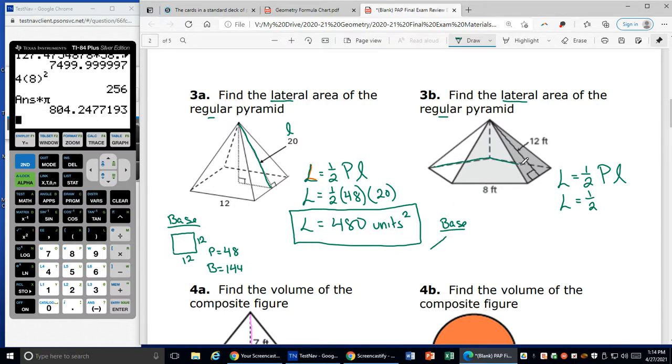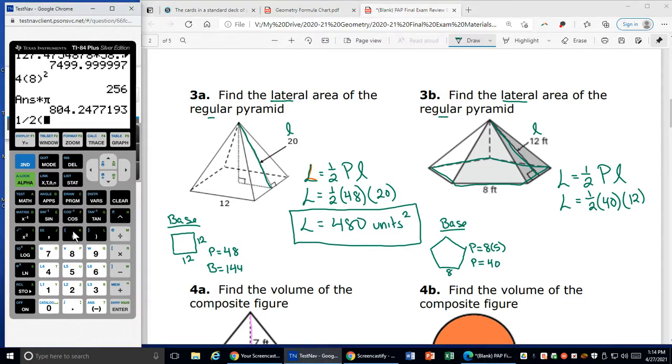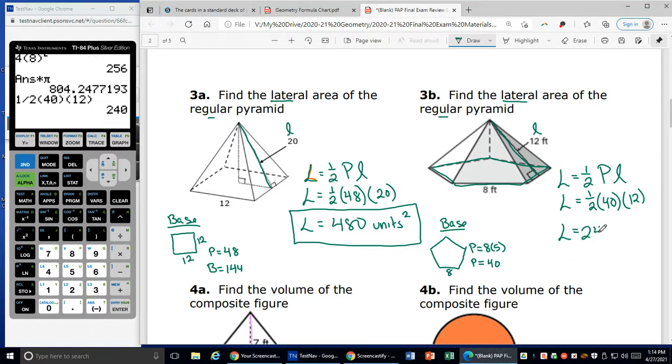There are 1, 2, 3, 4, 5, so it's a pentagon. And all my sides are 8, so the perimeter is 8, 5 times. So my perimeter is 40. My slant height they gave me is 12. So 1/2 of 40 times 12 is 240. My lateral area is 240 feet squared.